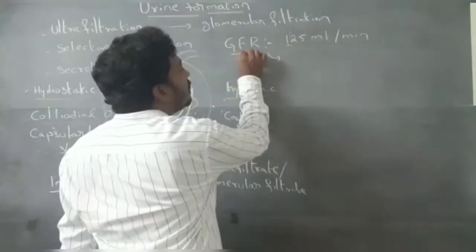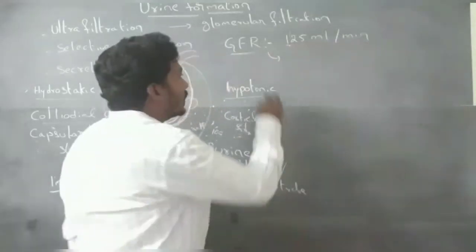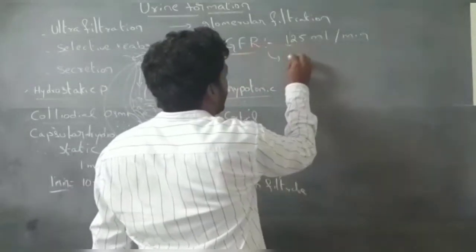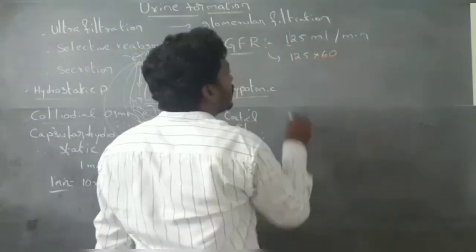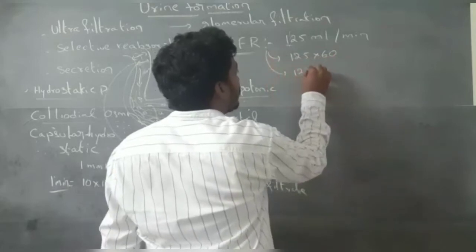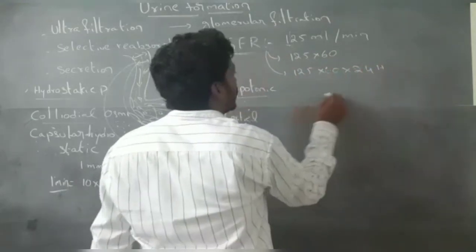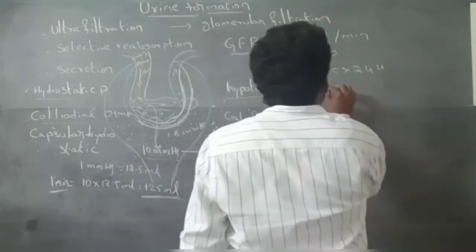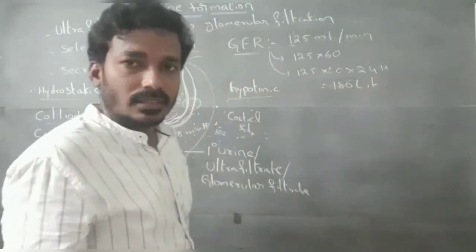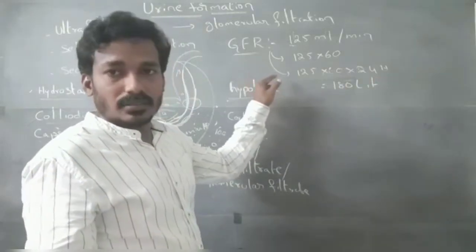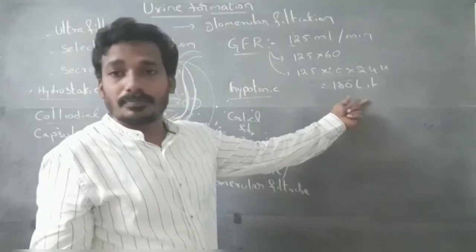Glomerular filtration rate is 125 ml per minute. Per hour, it is 125 into 60. Per day, it is 125 into 60 into 24 hours, which is 180 liters per day. The glomerular filtrate is 180 liters per day.